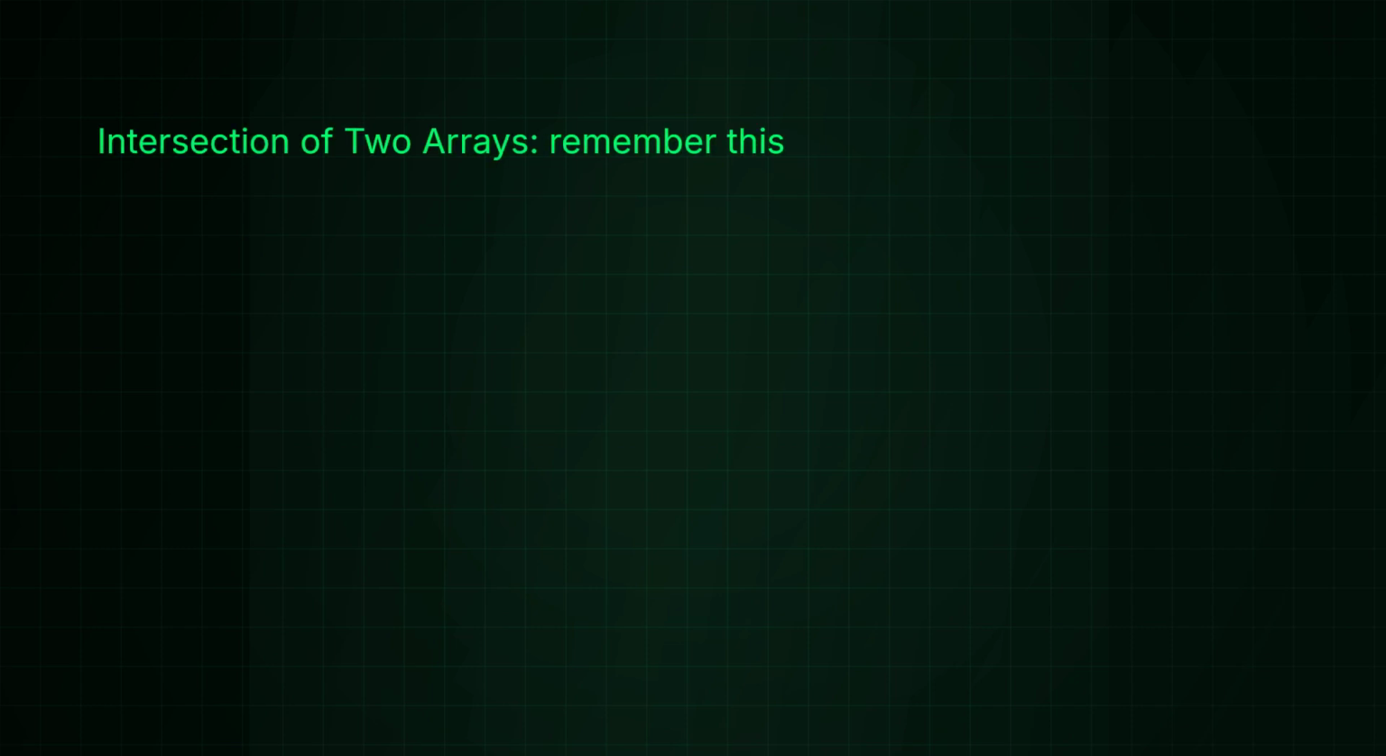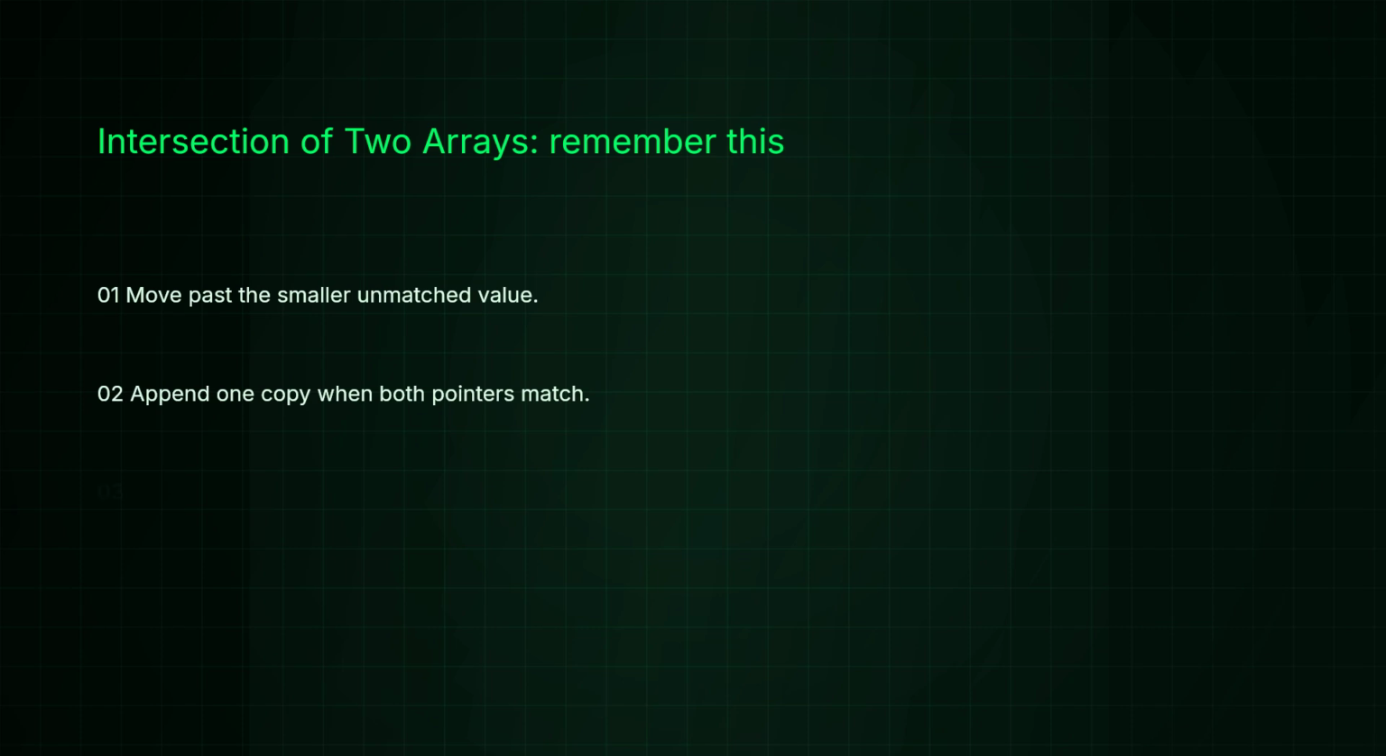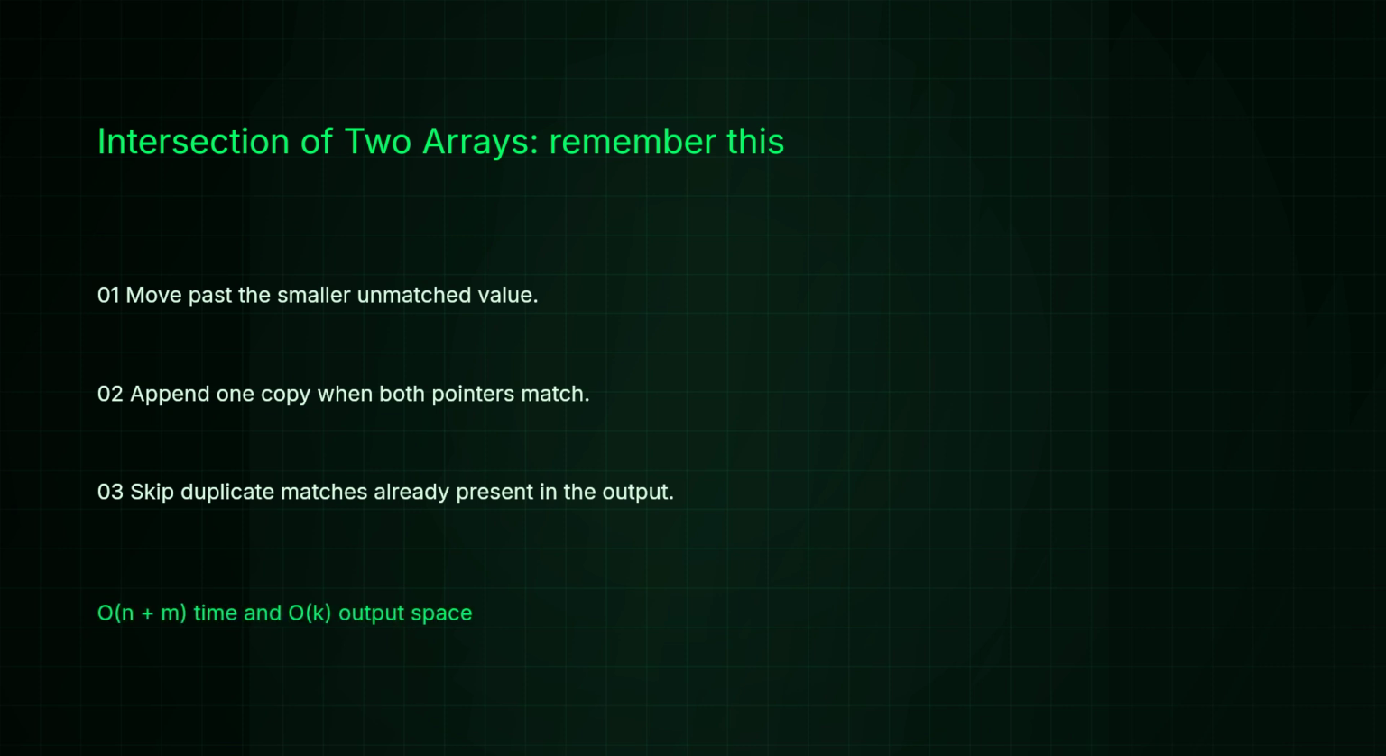Intersection of two arrays comes down to 3 ideas. Move past the smaller unmatched value. Append one copy when both pointers match. Skip duplicate matches already present in the output. O(n + m) time and O(k) output space.